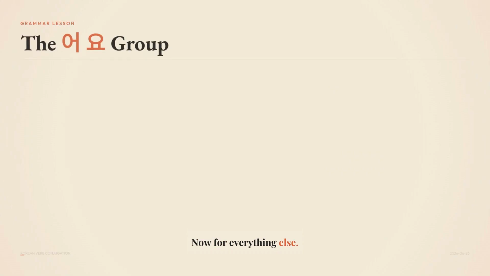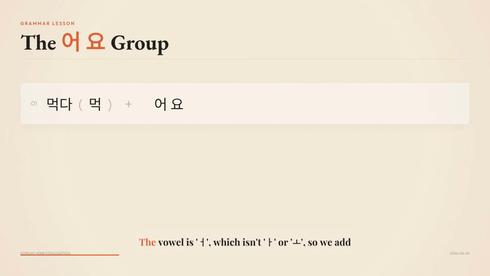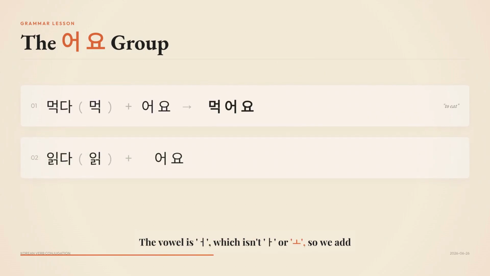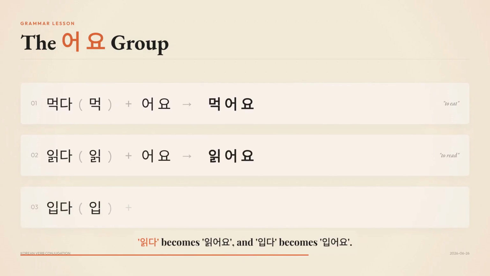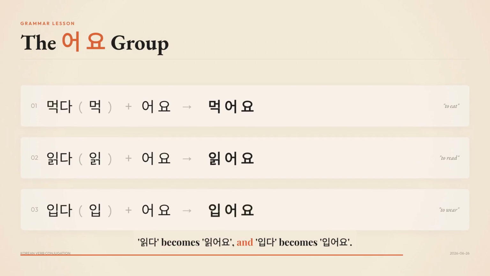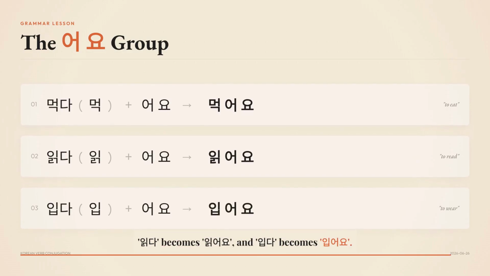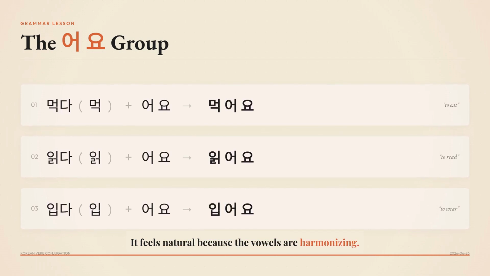Now for everything else. Take 먹다. The stem is 먹. The vowel is eu, which isn't a or o, so we add 어요 to get 먹어요. 읽다 becomes 읽어요, and 입다 becomes 입어요. It feels natural because the vowels are harmonizing.